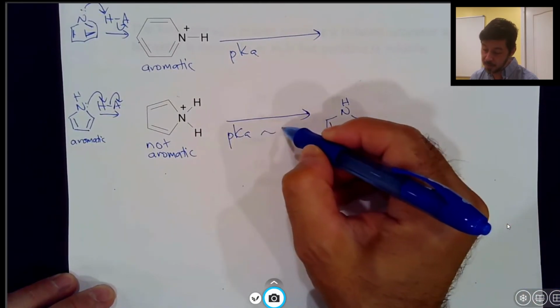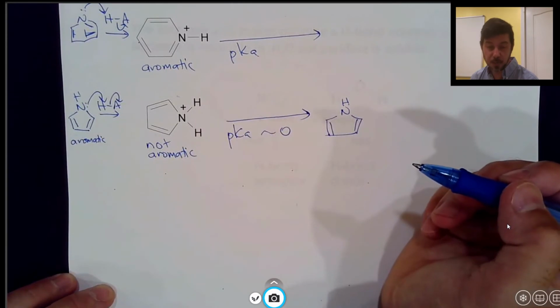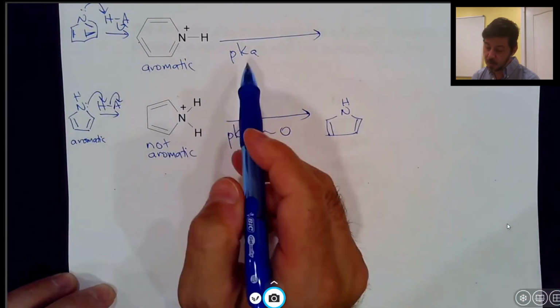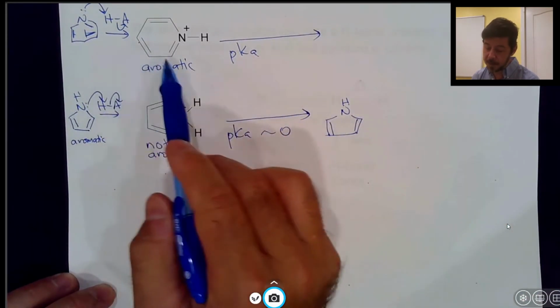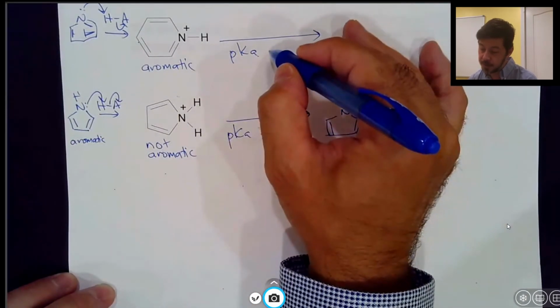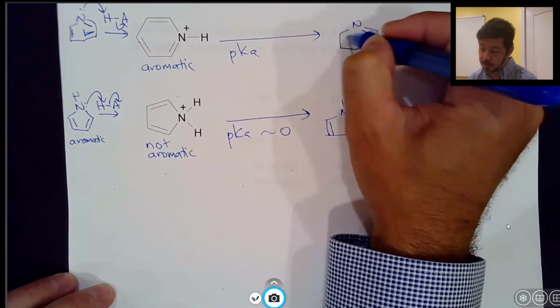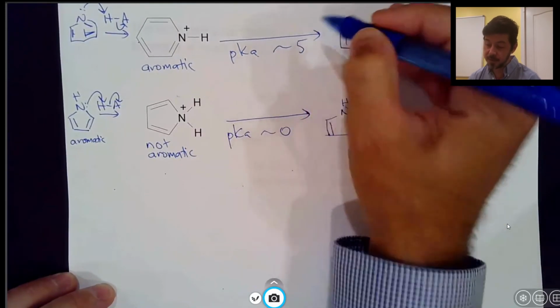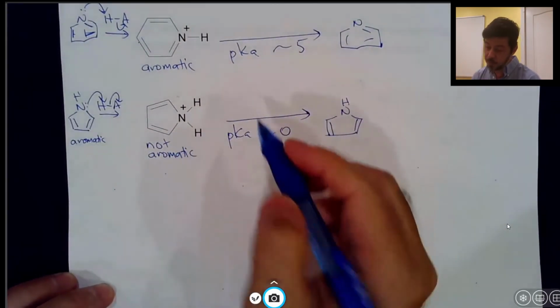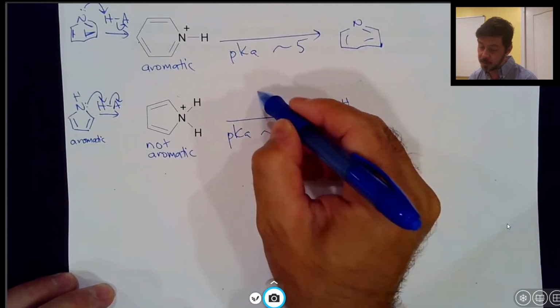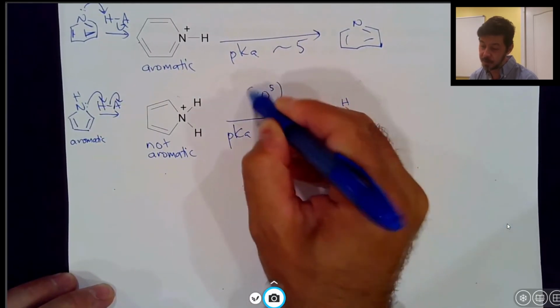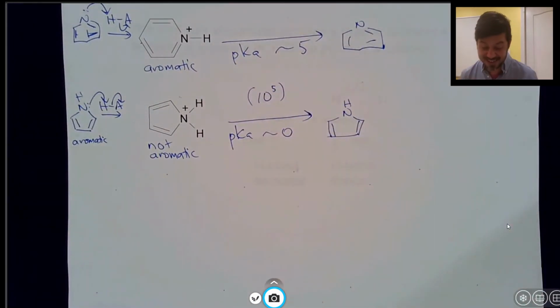So the pKa of this one is actually fairly acidic. It's around 0. Whereas the pKa for protonated pyridine, to go back to just pyridine, is around 5 to 6. Okay, and remember, this is a logarithmic scale, right? So it's really a difference of 10 to the power 5 in acidity. So that is quite significant.